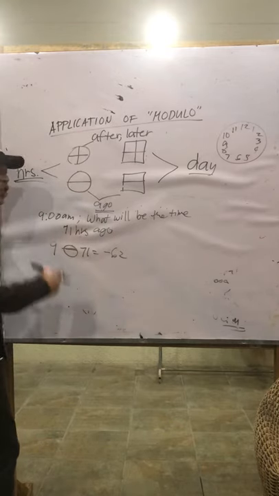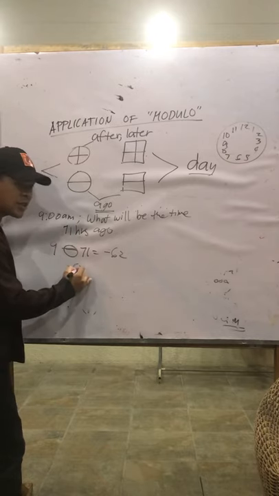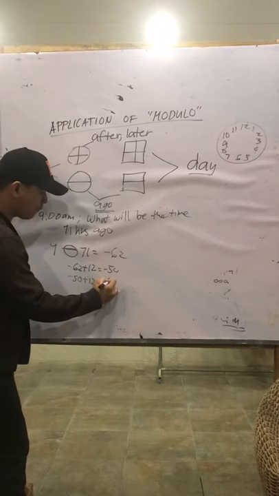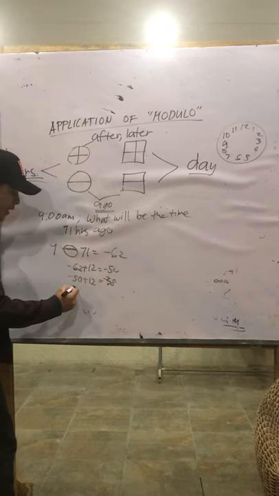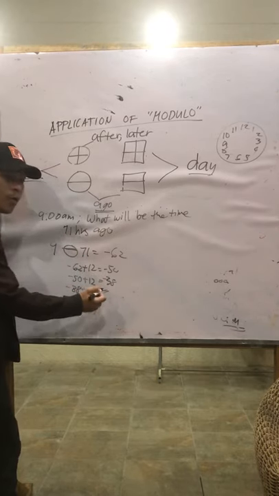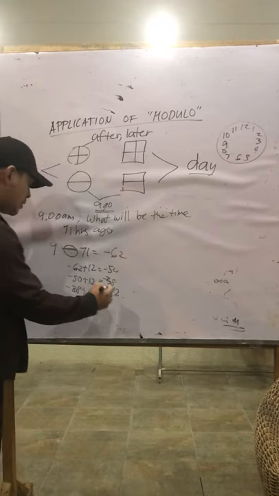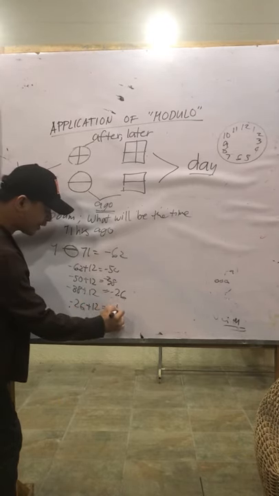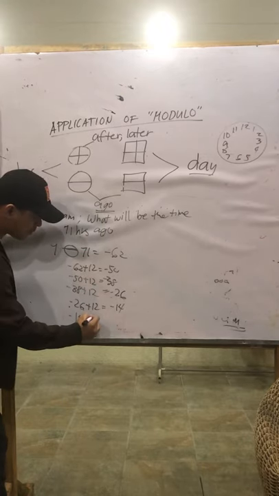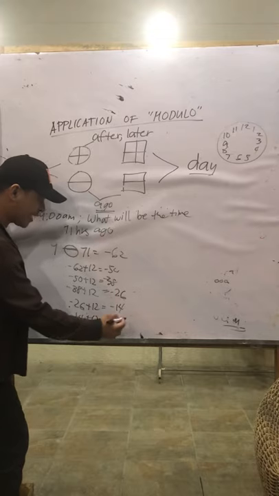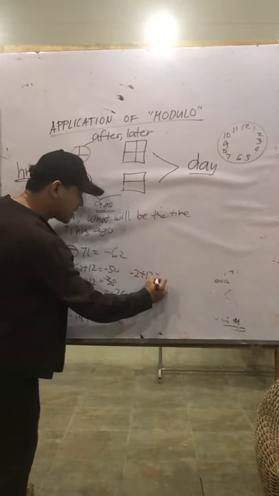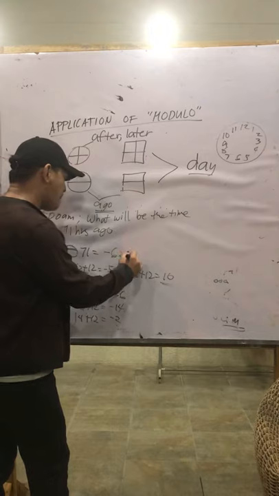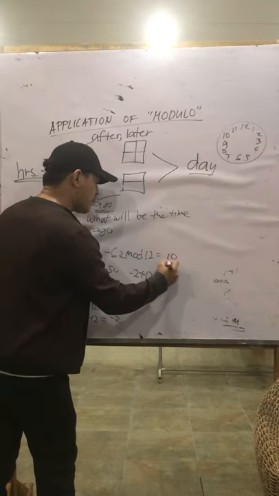Then after that, you will add 12 until you get a positive. Negative 62 plus 12, we have negative 50. It's still negative. Negative 50 plus 12, we have negative 38. It's still negative. Negative 38 plus 12, we have negative 26. Then it's still negative. Negative 26 plus 12, we have negative 14. It's still negative. Negative 14 plus 12 is equal to negative 2, still negative, and negative 2 plus 12 is equal to 10, now positive. Therefore, we can say that negative 62 mod 12 is equal to 10.